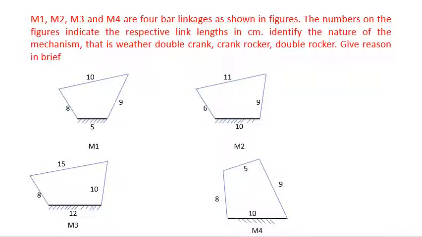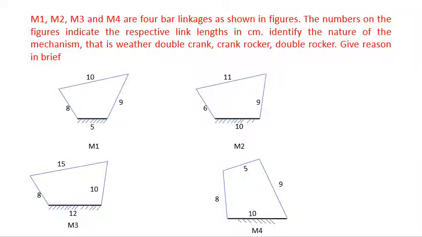So if we fix the shortest link in a 4 bar chain, what happens? I will get the double crank mechanism. Similarly, in the second mechanism, the link which is opposite to the longest link, this 11 is the longest link, the opposite to the longest link we are fixing, therefore I will get the crank rocker mechanism. So one of the links has rotational motion.